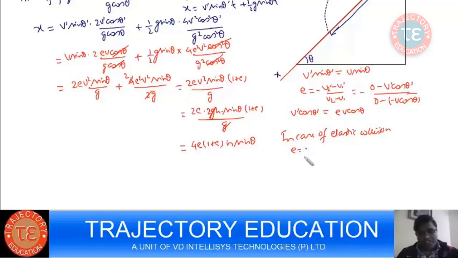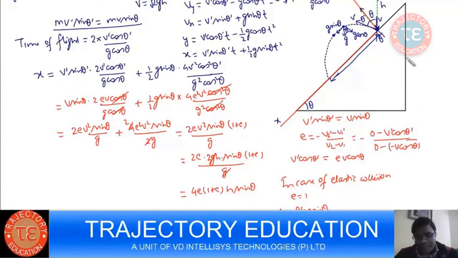Your e is 1 and this becomes equal to the distance traveled. L becomes equal to 8h sinθ, right? So for elastic collision, 8h sinθ. Okay, so this is about collision, right? I'll take two more questions, in fact. Okay, thank you very much.